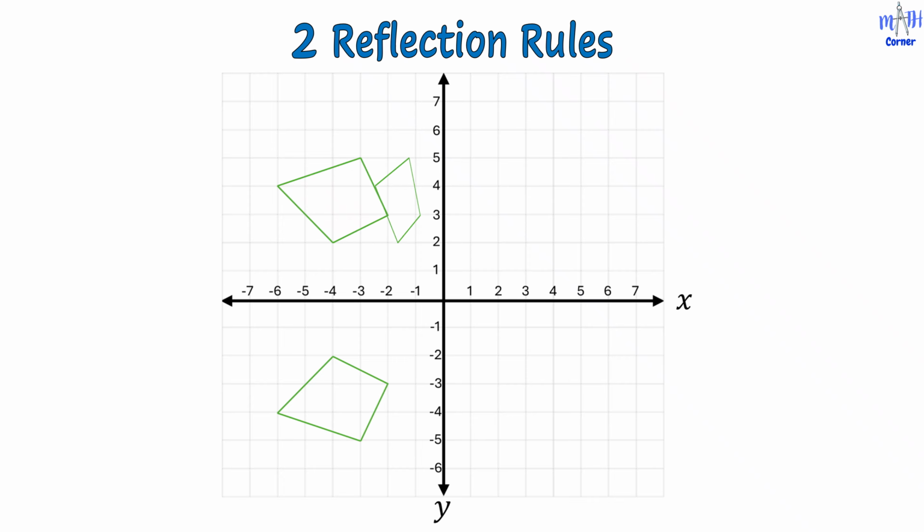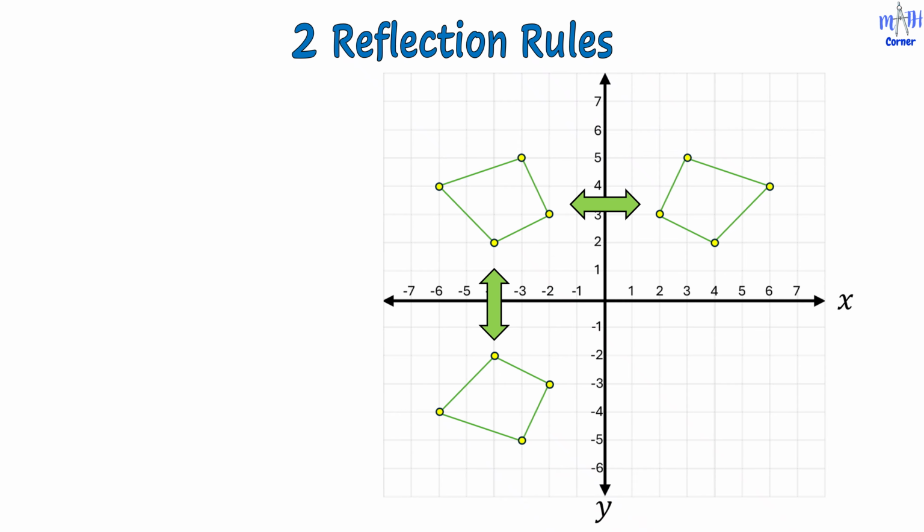In reflections, we flip points across a line. The shape stays the same. Only the coordinates change. Now let's make this super simple using rules. First rule. Reflection across the x-axis.